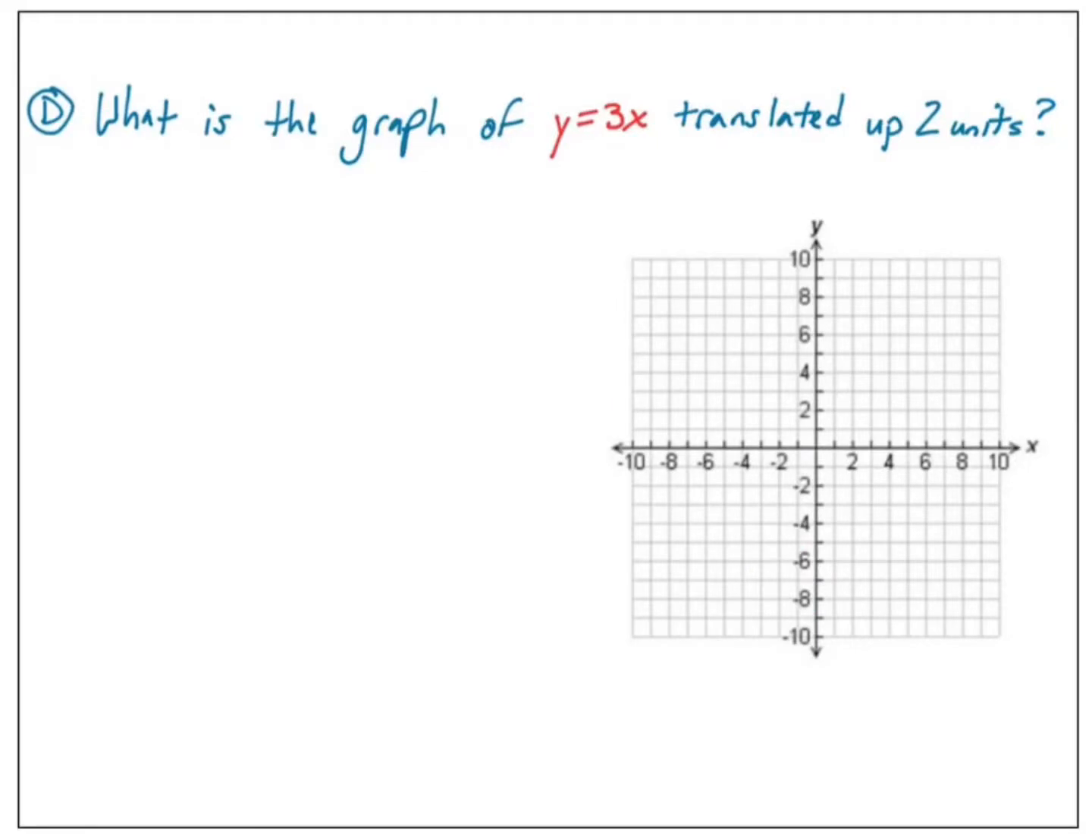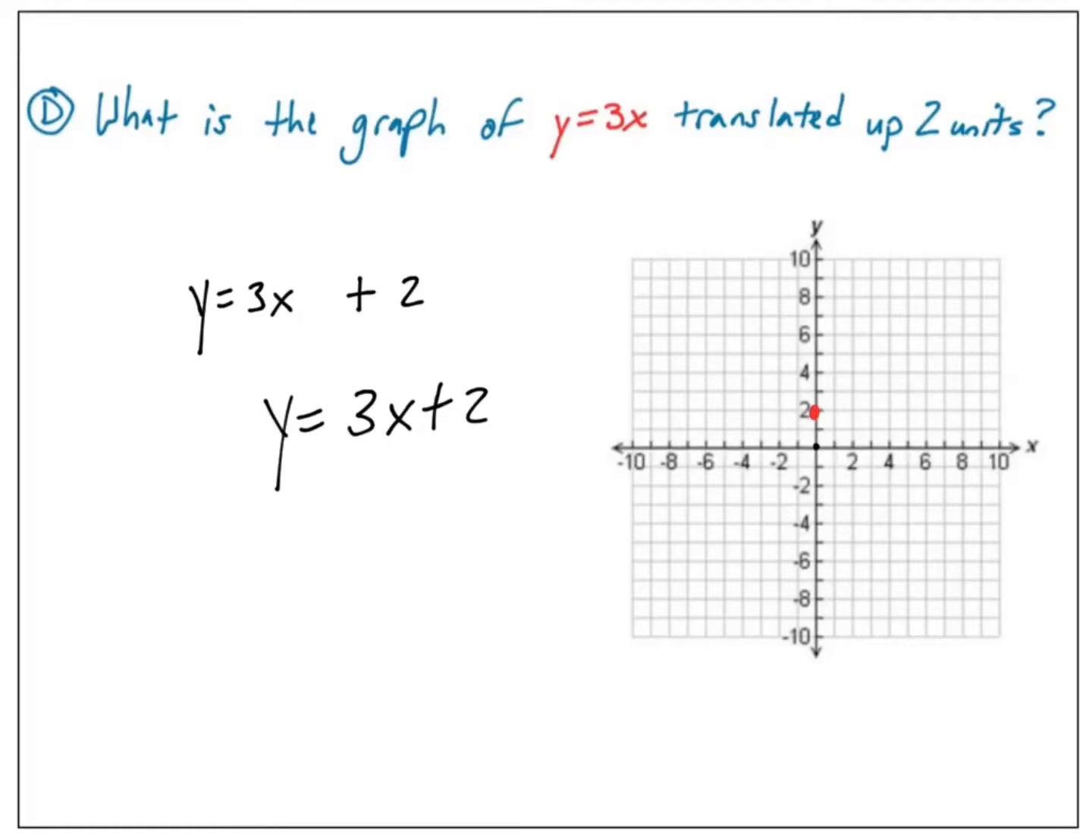All right, next. What is the graph of y equals 3x translated up 2 units? All right, so this is easy. If we want, we can go ahead and graph the original graph, or if we're translating up 2 units, we know that we go from y equals 3x and we want to go up 2 units, so we're going to add 2. So we're looking to graph this equation.